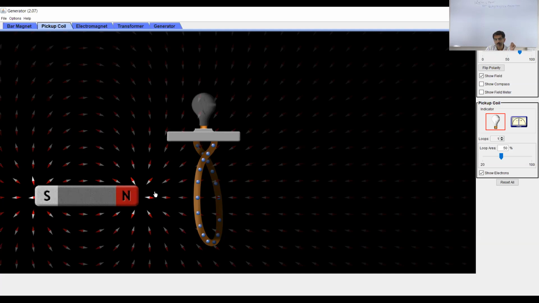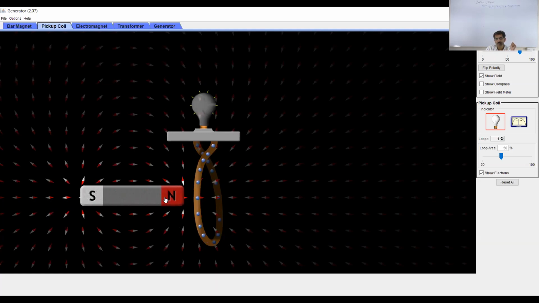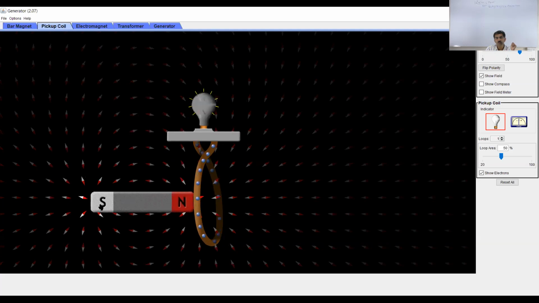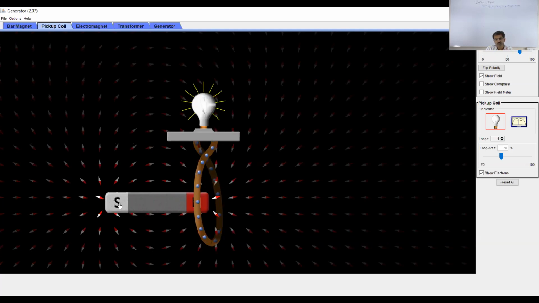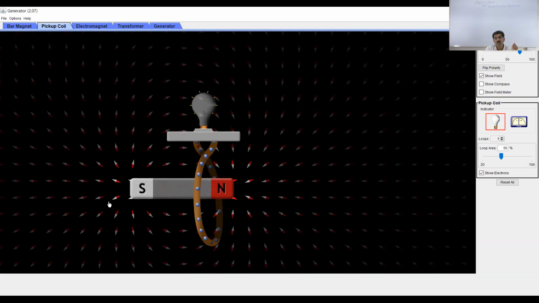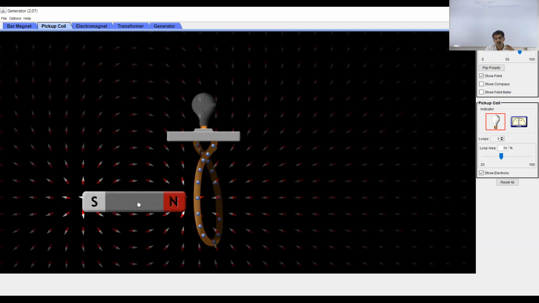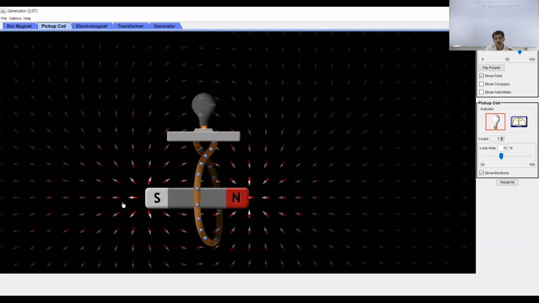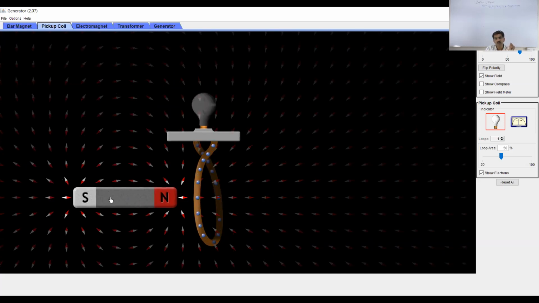But what happens when I move the magnet? When I move the magnet, the magnetic lines of force inside the coil change. This causes dΦ/dt to be a non-zero value. dΦ/dt now has a non-zero value because the magnetic flux is changing with respect to time. So as long as the magnet is moving, there is an induced EMF and a current in the coil, and you can see that the bulb is glowing.